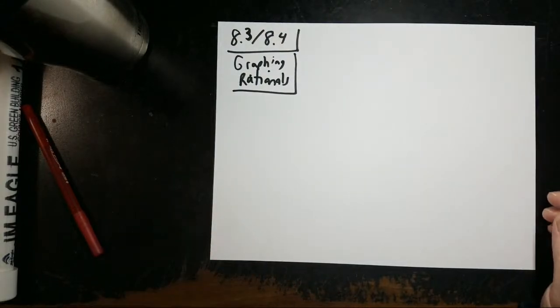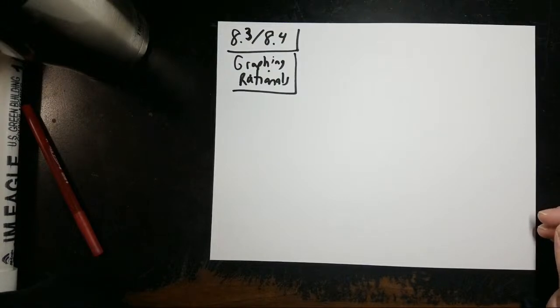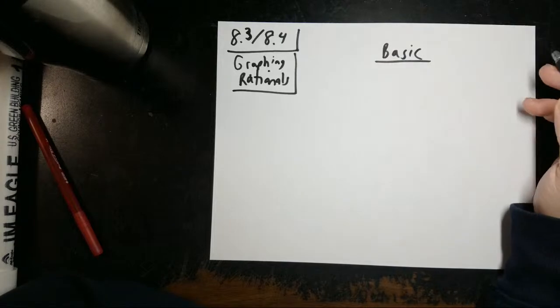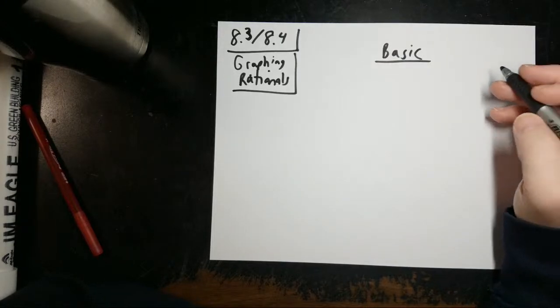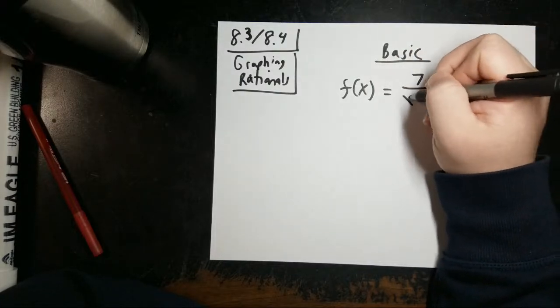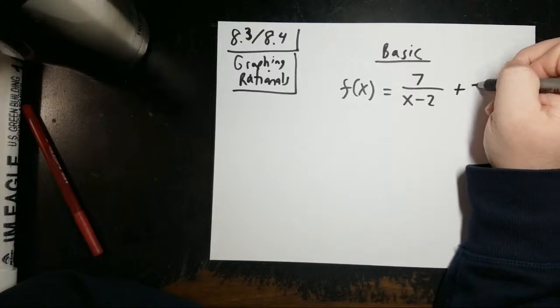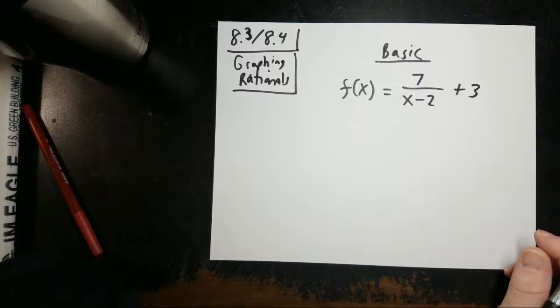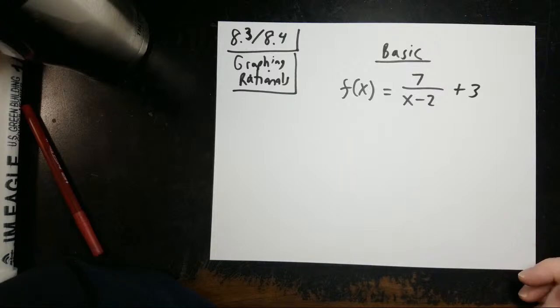There were two types of rational functions. There were the basic ones and the non-basic ones. So I am going to break this up into two parts. Here's a basic example. F of x equals 7 over x minus 2 plus 3. You can typically identify the basic examples when there is a linear function in the bottom of that fraction. Which in this case, yeah, there's an x minus 2 in the bottom of the fraction.